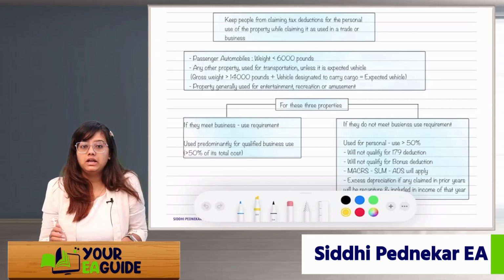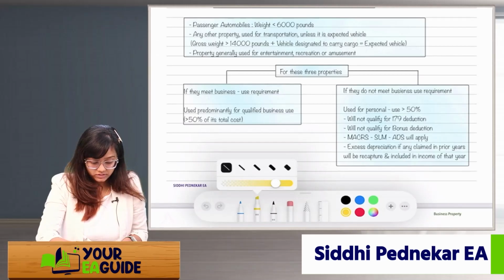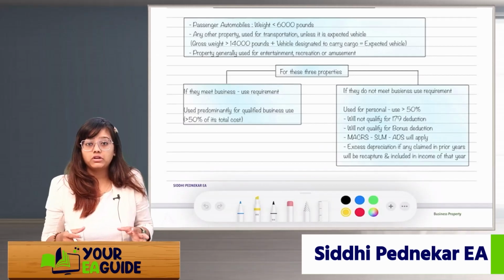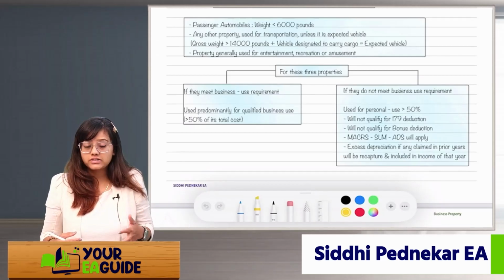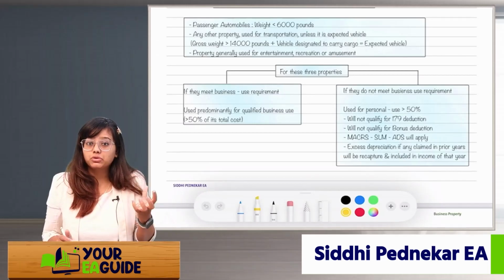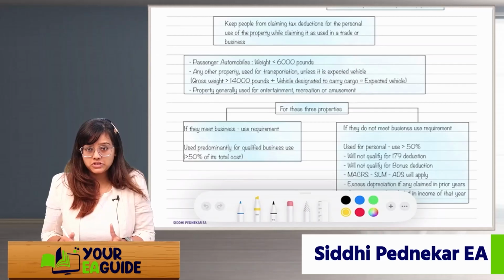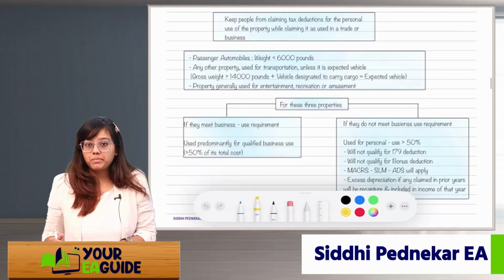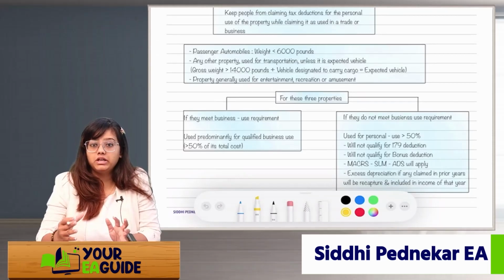What do you mean by excepted vehicle? If the gross weight of that vehicle is 14,000 pounds or more, plus the vehicle is designed to carry cargo, right? The trucks which are used to carry cargo. So those types of vehicles where the weight is more than 14,000 pounds are called excepted vehicles. And you cannot take 100% depreciation as a bonus depreciation on those types of vehicles, because they will not be considered as listed property. Listed property: passenger automobiles, and any other property used for transportation unless it is an excepted vehicle.